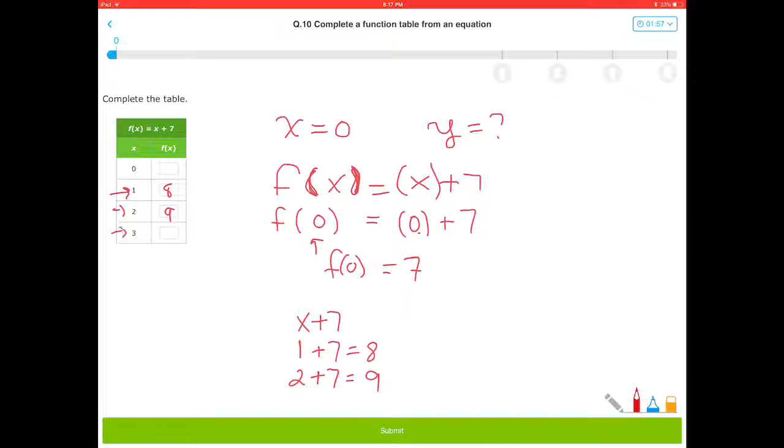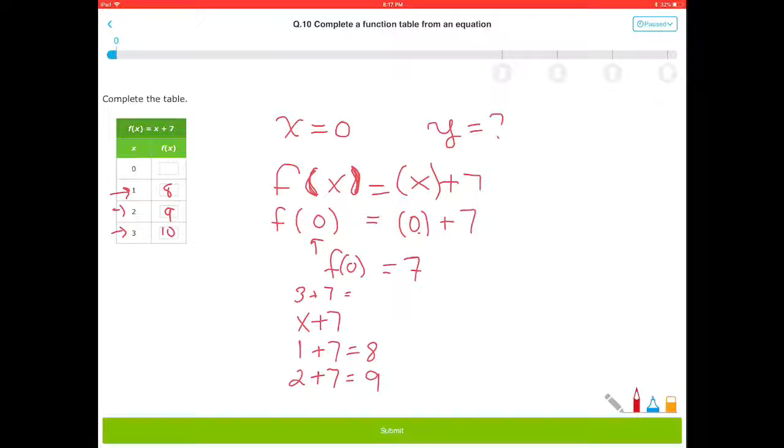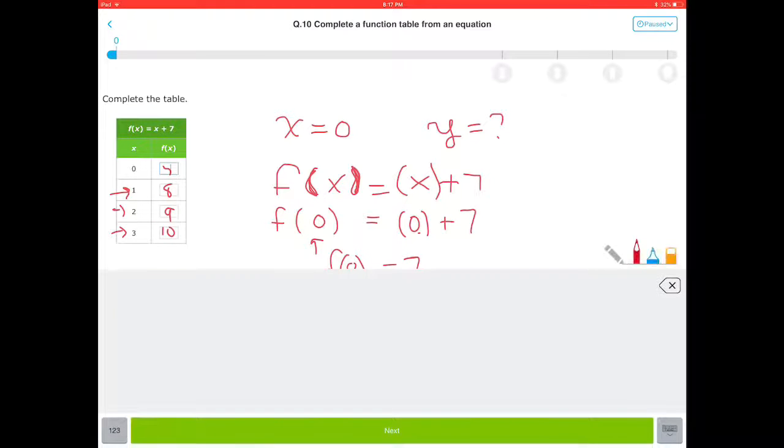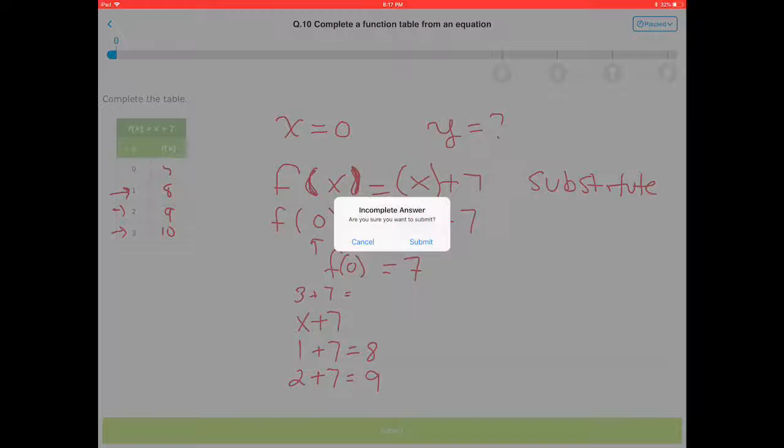Okay, what's the next one? 3. When x is what? 3. Then what are you going to do to your 3? You're going to add 7. So what is it? 10. Okay. So there you go, guys. So all you're going to do is substitute, okay? This is called substitute. They are going to get a little harder, so just be careful.